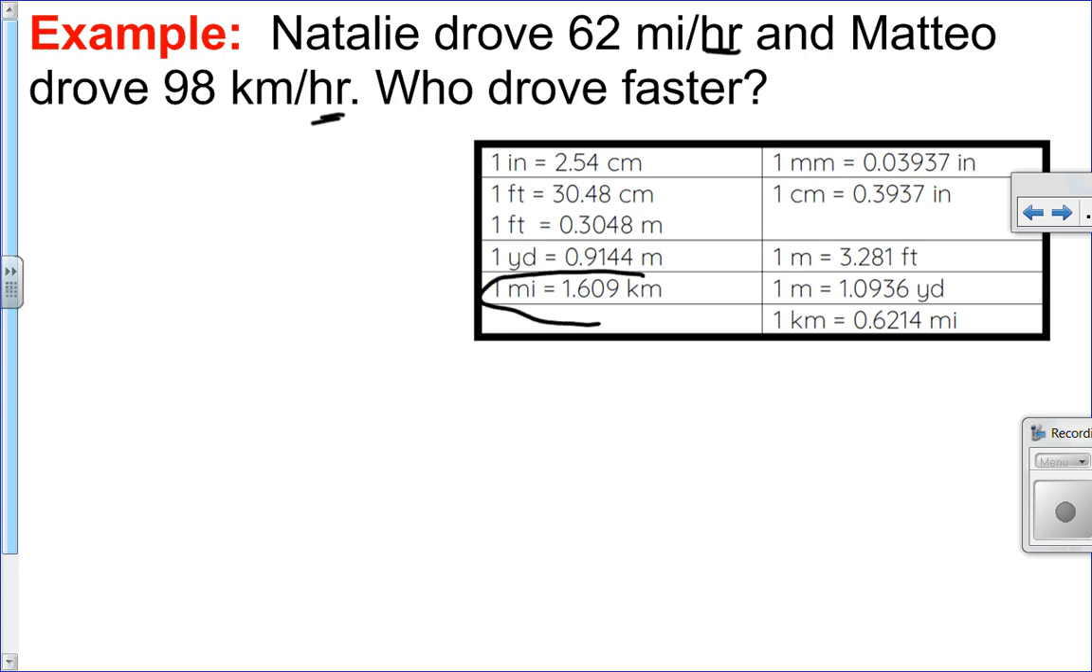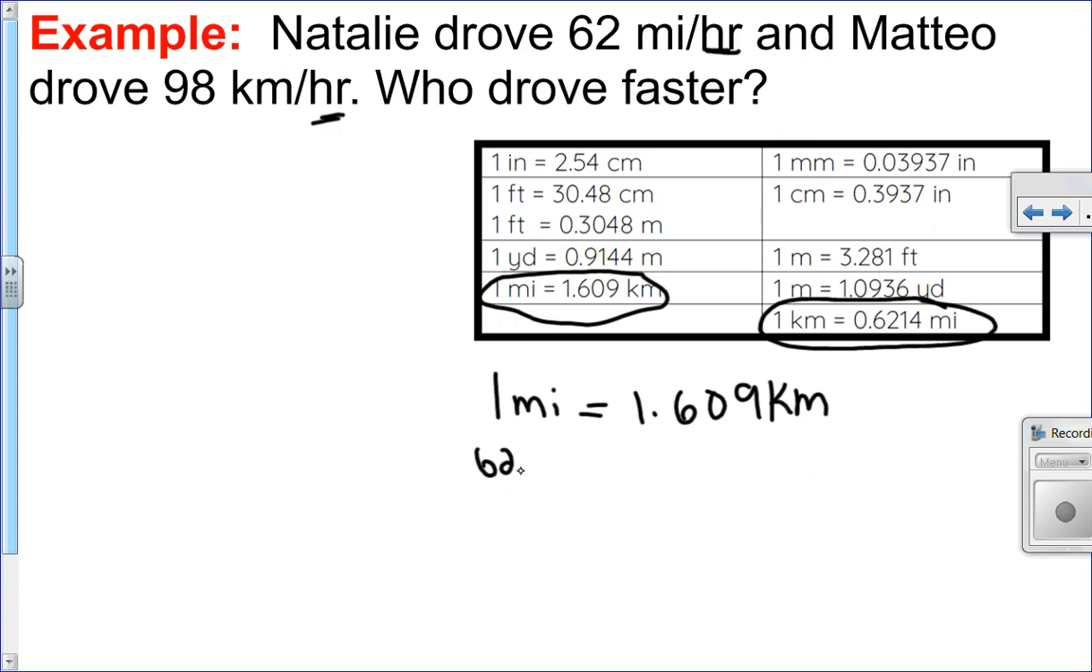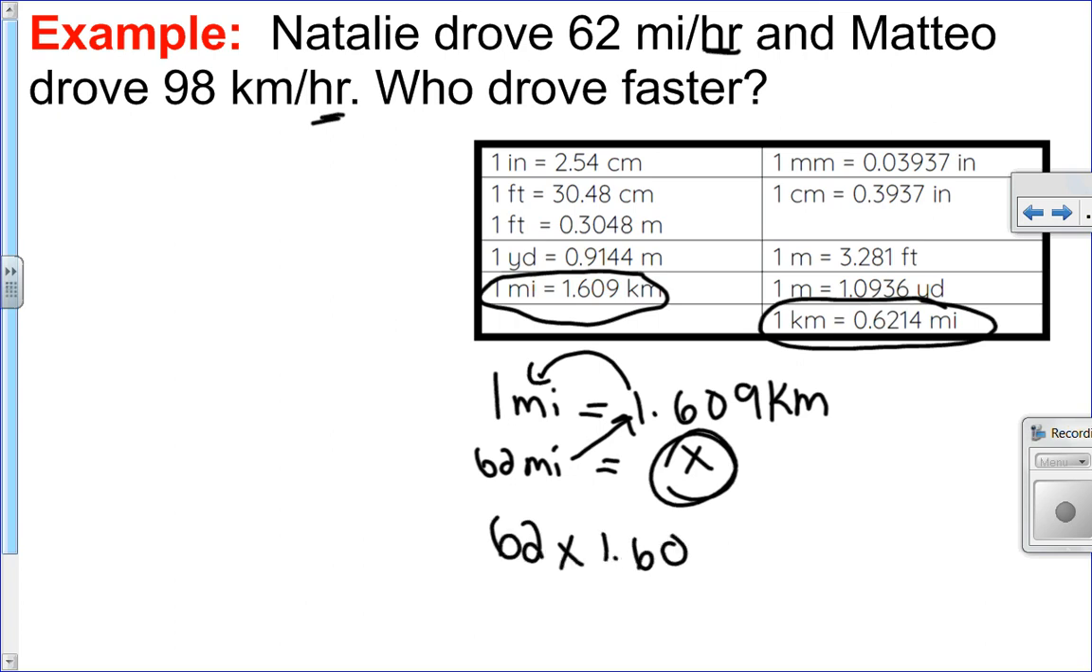So I can use this conversion statement or this one. It doesn't matter which one. So I'll use the first one I saw. 1 mile is 1.609 kilometers. I want to know what 62 miles is. So there's my variable. Again, I'm going to cross multiply and divide. 62 times 1.609 divided by 1. So I put that into my calculator and I get 99.7747, etc. So now they're in the same unit.